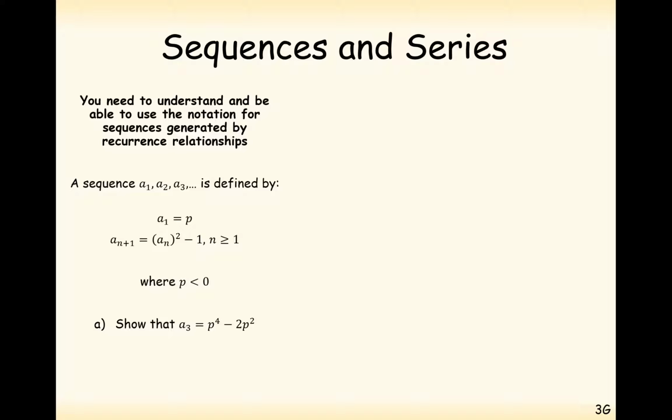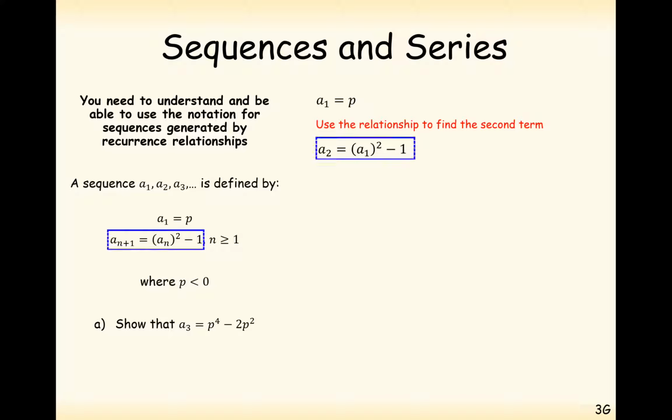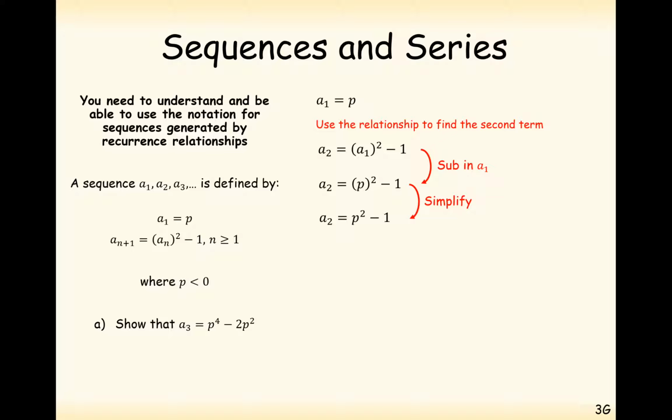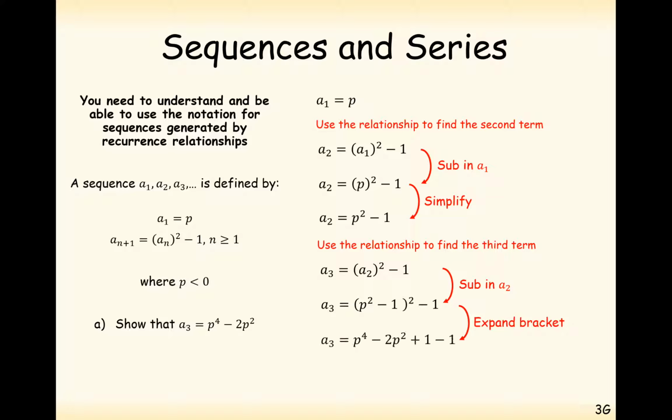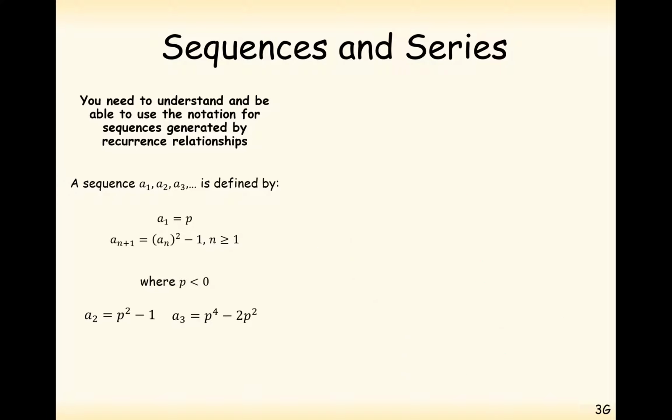So the first thing we'd need to do probably is to work out a2. So let's work out a2 first. The second term in our sequence is calculated by using the previous term in the sequence, squaring it, and minus 1. So this here is going to be p squared minus 1. Okay, now moving on to a3, we're going to use a2 and substitute it into this formula. So, substituting in a2 into the formula, we're going to get p squared minus 1, all squared, all minus 1. So expand the brackets and simplify. And we get what we were looking for, p to the 4 minus 2p squared. So this is our value for a3.